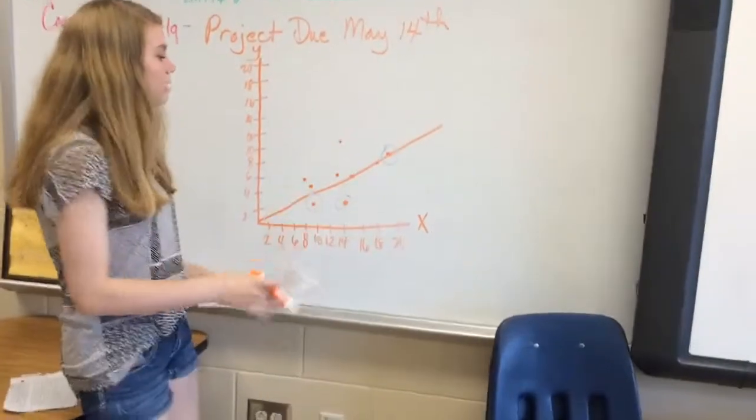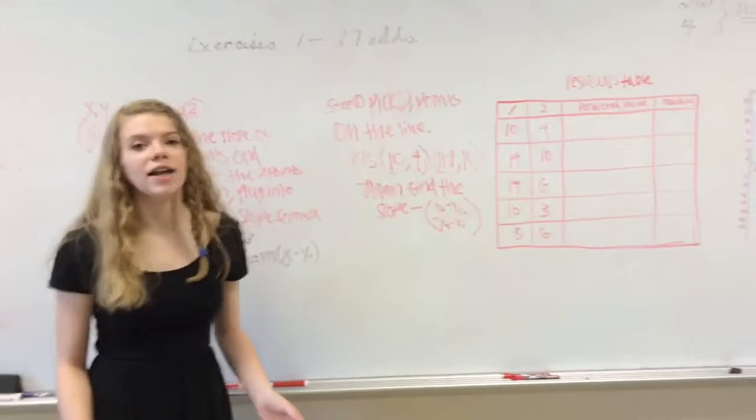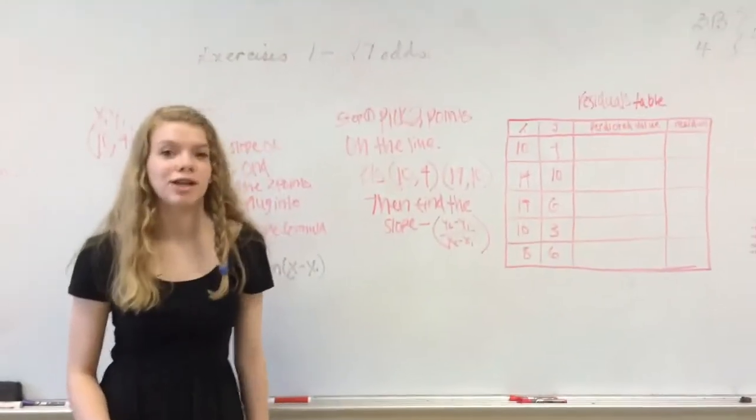Okay, so to start off, we have our scatter plot and our line of best fit. So now we're going to take some of these points and plug them in our residual graph to find something called residuals. To find our residuals, we need something called a line regression equation.